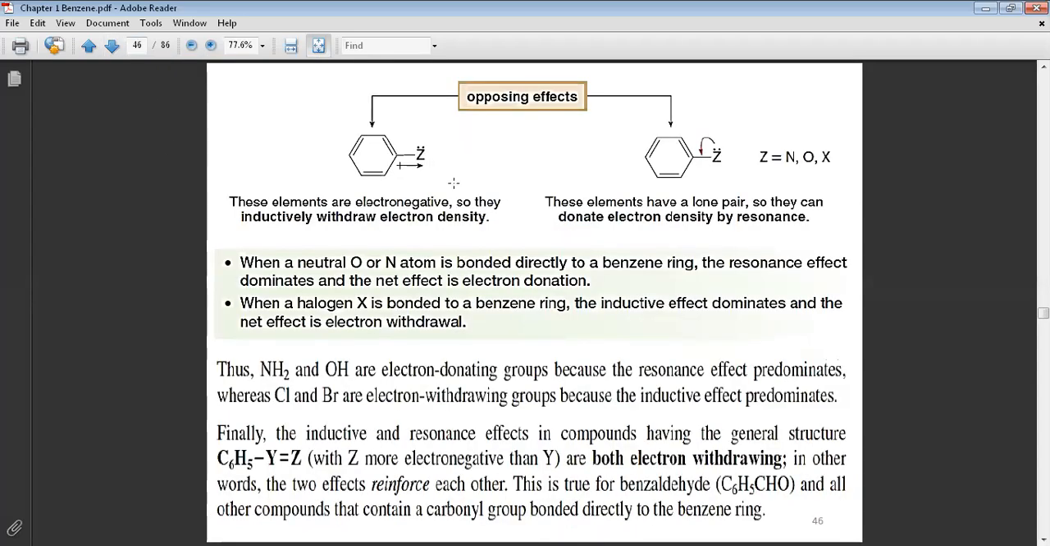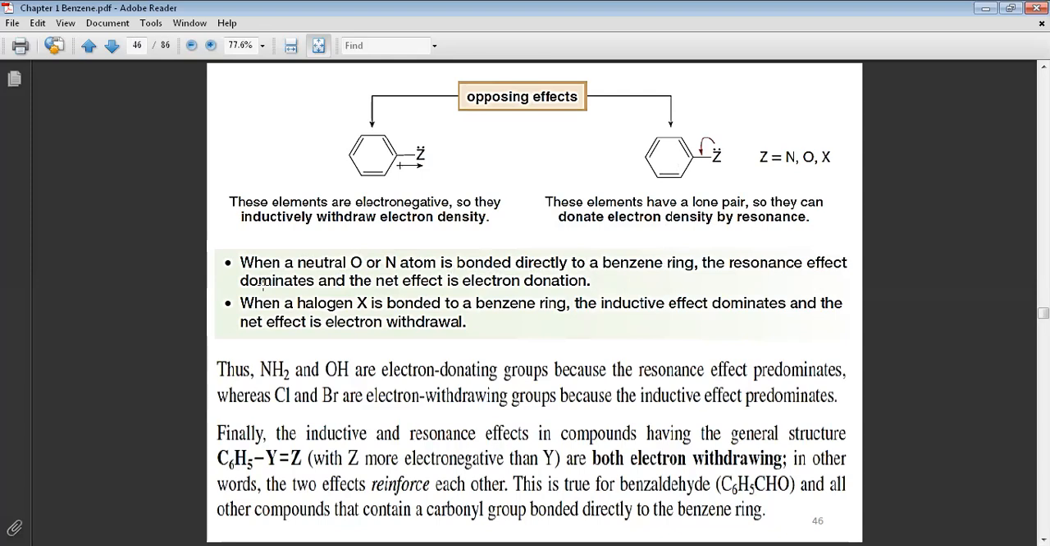Now look here. We have Z, any group with a lone pair of electrons, such as nitrogen, oxygen, halogen. These elements are electronegative, so they withdraw electron density by inductive effect. But on the other side, these elements have a lone pair of electrons, so they can donate electron density by resonance. When a neutral oxygen or nitrogen atom is bonded directly to the benzene ring, the resonance effect dominates.